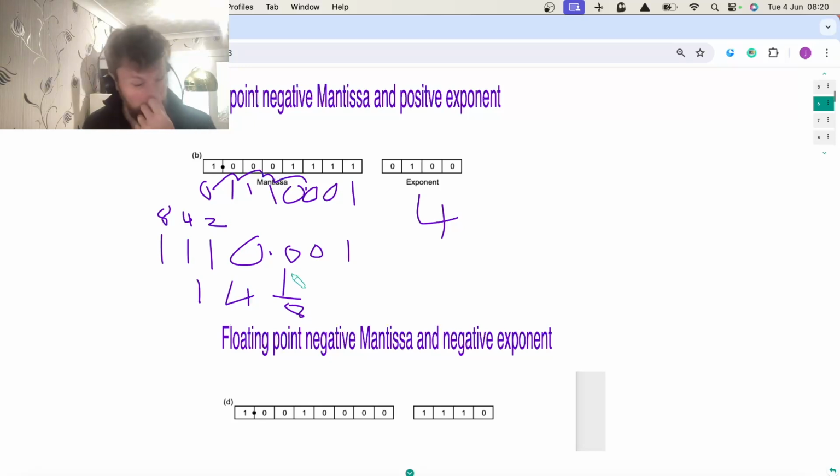Now, the mistake everybody always makes on this one is they forget to put the minus in there. If you forget to put the minus, you do lose a mark on this one. So be super, super careful, people. If it's a negative mantissa, it's a negative number. That's what it's telling you. So just be careful on that one there.